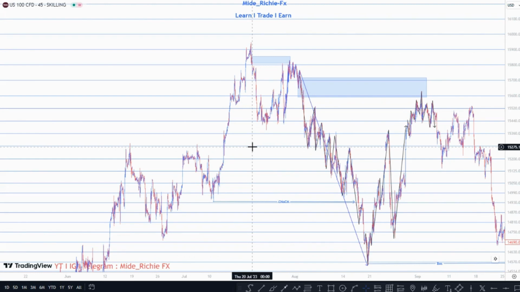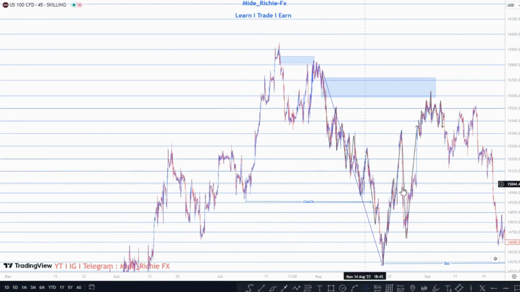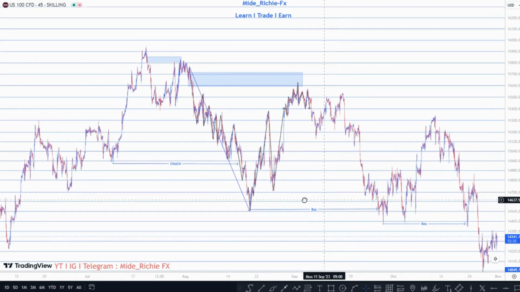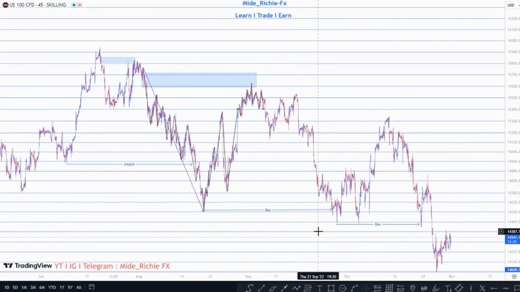Because the internal change of character works in alignment with the external change of character, but in most cases there's a lot of noise in the internal time frame, which might cause confusion for someone who doesn't really know about forex, or SMC, or even market structure before. So this is where we're stopping for today, and I urge you guys to go to your chart and really practice internal and external change of structure, market structures, and how they work hand in hand with each other.